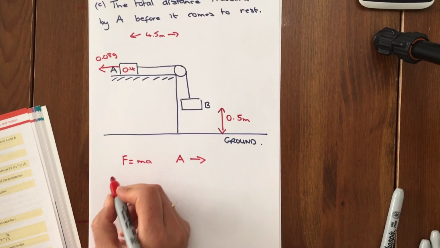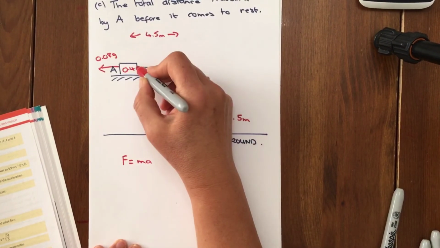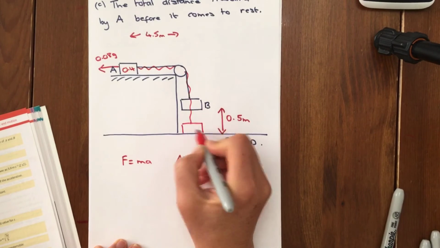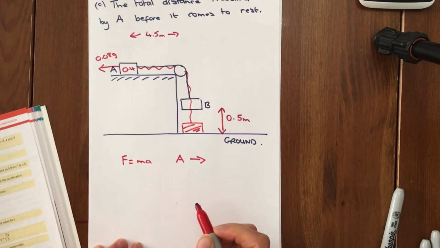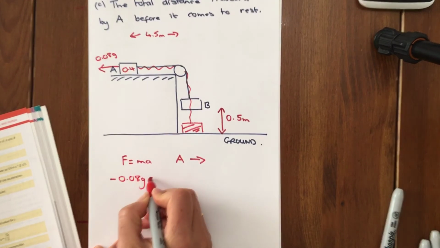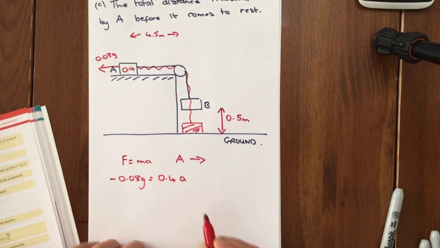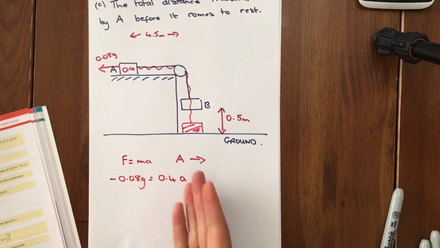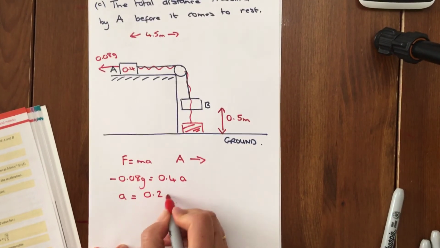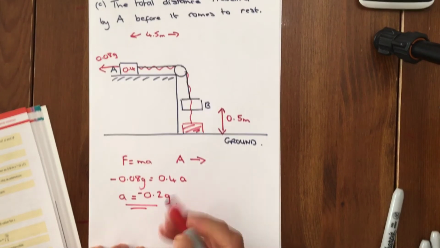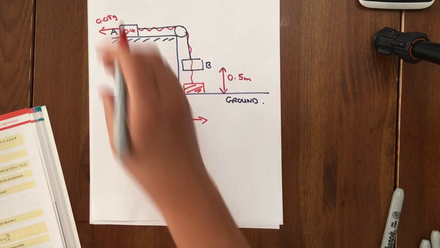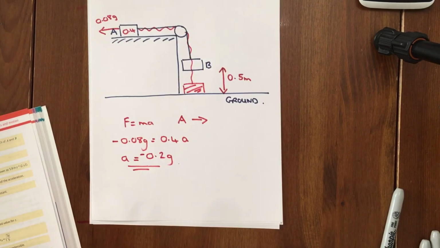The only force I now have, because I've got no tension, because this string has reached the floor here now, B is now on the floor, the string has become slack. So I've got negative 0.08 g equals my mass times my acceleration of this particle. And if I work out a now using g to be 9.8, in fact I'm going to keep g there, I will have a as negative 0.2 g. It's negative because A is decelerating, it's slowing down due to the friction of the table.